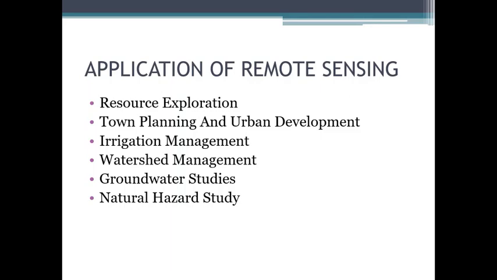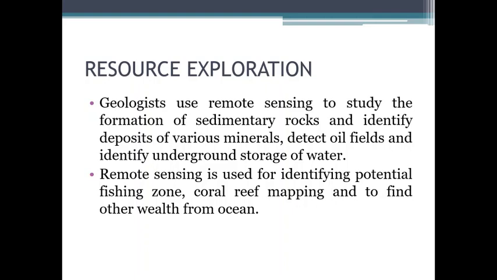Some of the applications of remote sensing are resource exploration, town planning, urban development, irrigation management, watershed management, groundwater studies, and natural hazard studies. First one is resource exploration. Remote sensing helps the geologists to study the formation of the sedimentary rocks in the earth surfaces, and also it helps in identifying the minerals available on the earth crust without any physical contact with the earth. It also detects the oil fields and water storage in the underground. Remote sensing is also helpful in identifying the potential fishing zones and coral reef mapping in ocean technology.